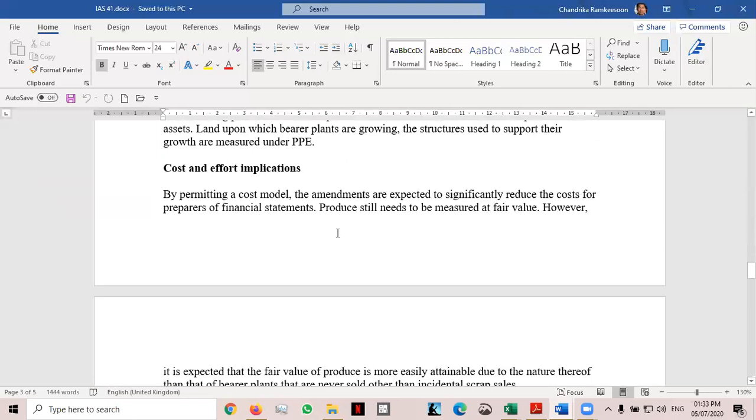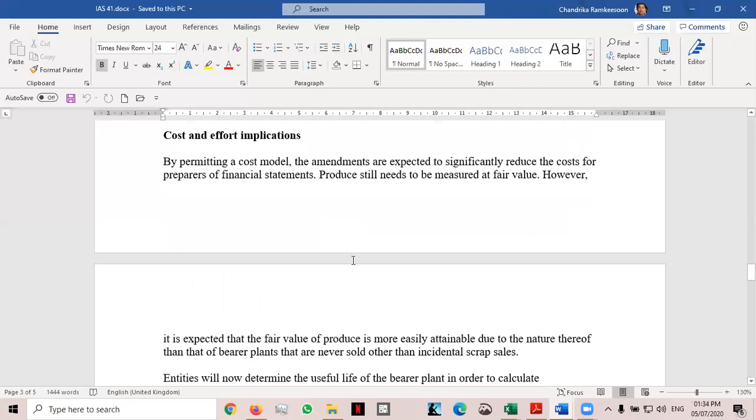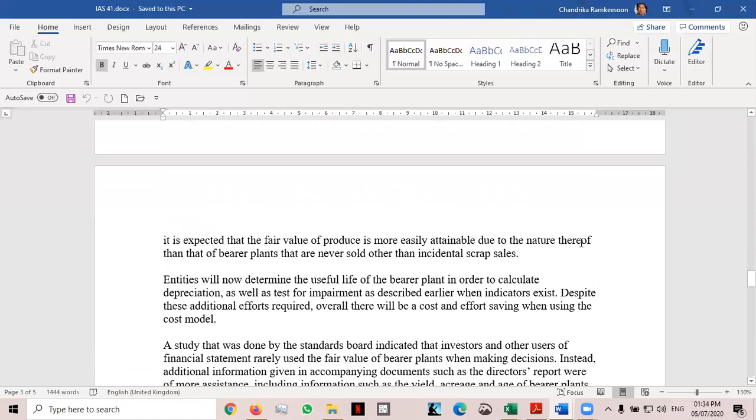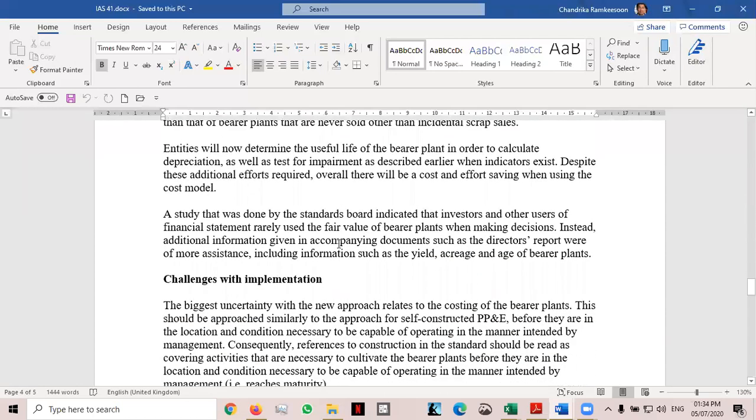Cost and implications. By permitting a cost model, the amendments are expected to significantly reduce the cost for preparers of financial statements. Produce still needs to be measured at fair value. However, it is expected that the fair value of produce is more easily attainable due to the nature thereof than that of bearer plants that are never sold other than as scrap, which is quite true, as we'll see shortly. Entities will now determine the useful life of the bearer plant in order to calculate depreciation.